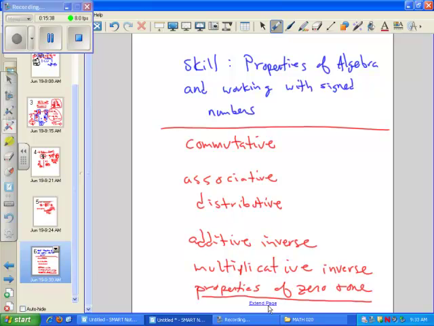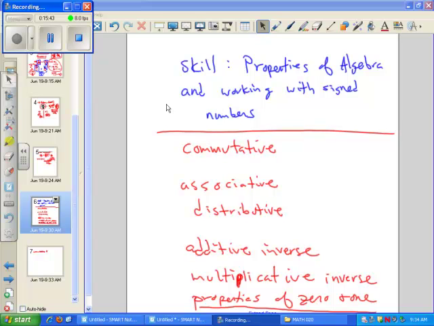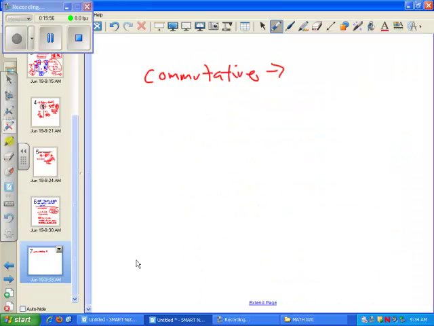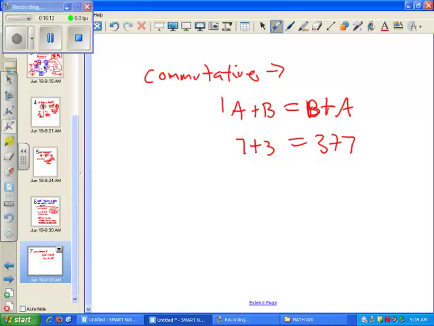Okay, well, let's start off with commutative. And a question came up, it was a good question, how about the identity properties? They involve 0 and 1, but they are important. Yes, so let's add those to the list, identity properties. Okay? Let's go one by one. Commutative, let's see if you believe this. Do you believe that A plus B is equal to B plus A? All right, how come? Because 7 plus 3 equals 3 plus 7, right? So there you have yourself what's called the commutative property of addition.